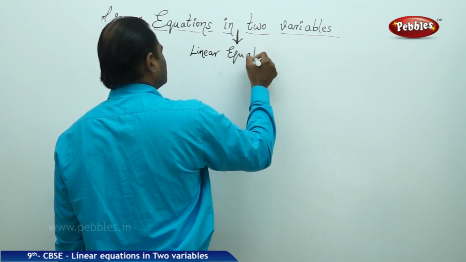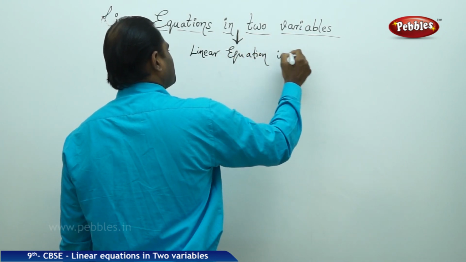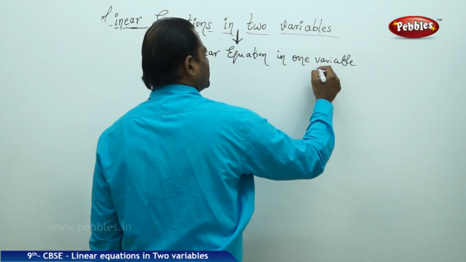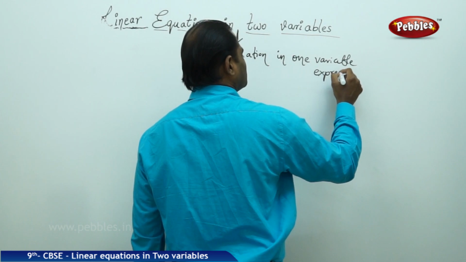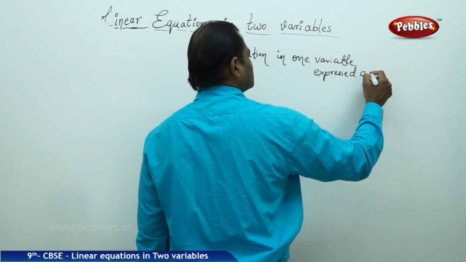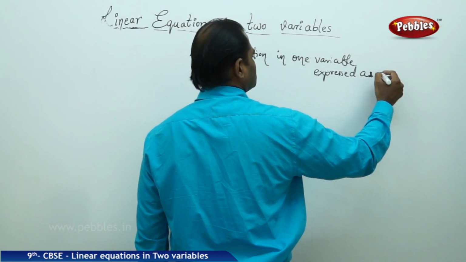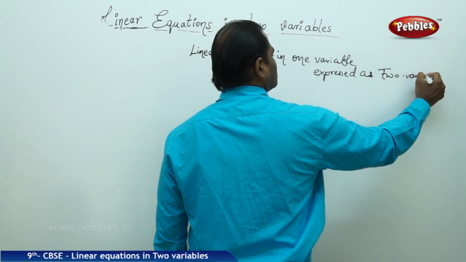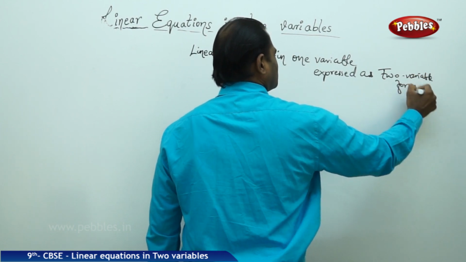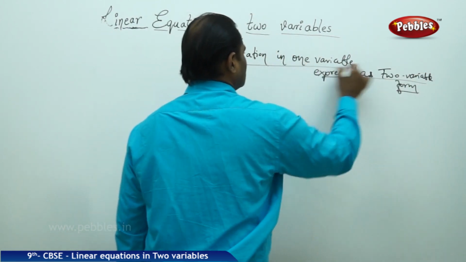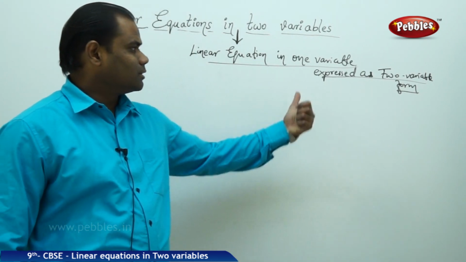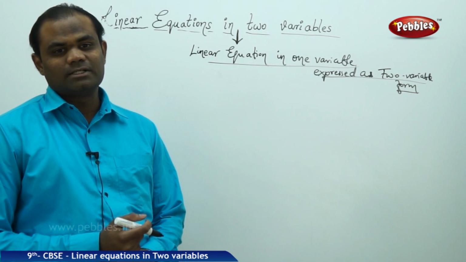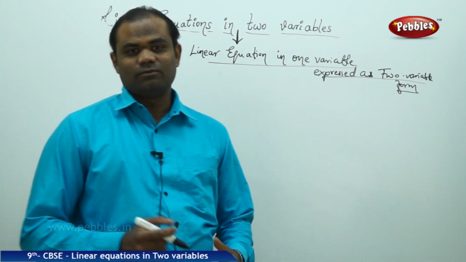Linear equation in one variable expressed as two variable form. Linear equation in one variable expressed as two variable form. So let's see how we can express it in two variable form.